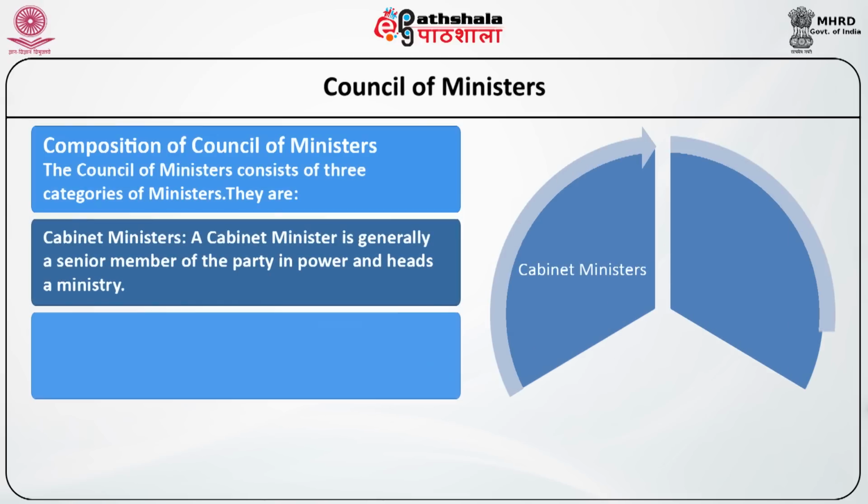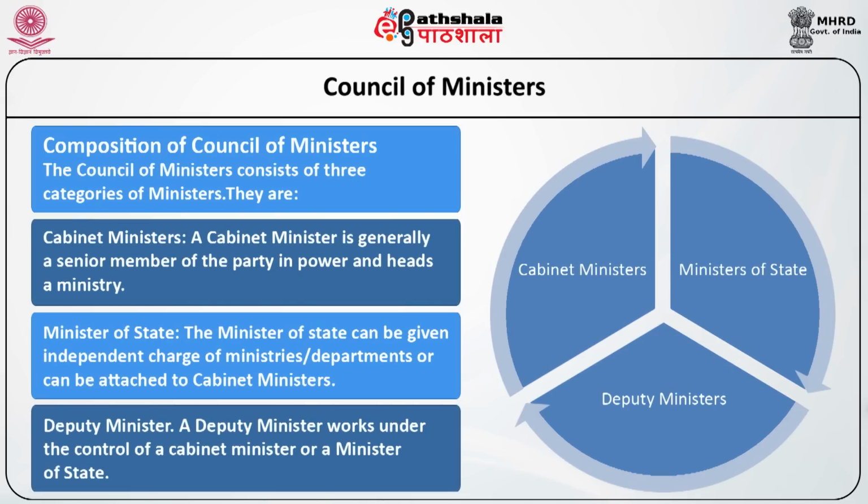The Council of Ministers consists of three types of ministers. The Cabinet Ministers, that is the senior functionaries heading the most important departments and ministries at the central level. Second in seniority come the Ministers of State. The Ministers of State may be given an independent charge. And third in the line are the Deputy Ministers. The Deputy Ministers are never given an independent charge. They assist either the Ministers of State or the Cabinet Ministers.